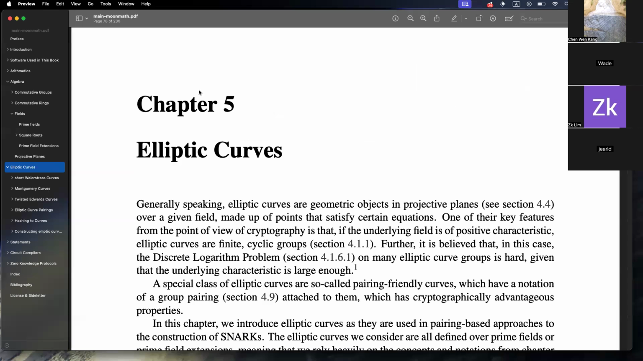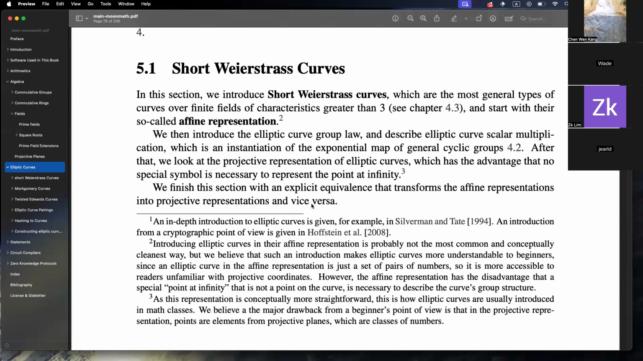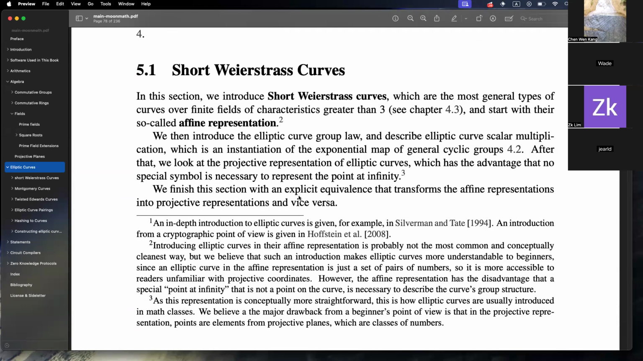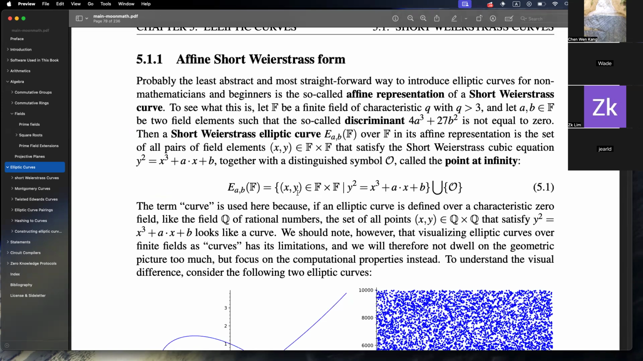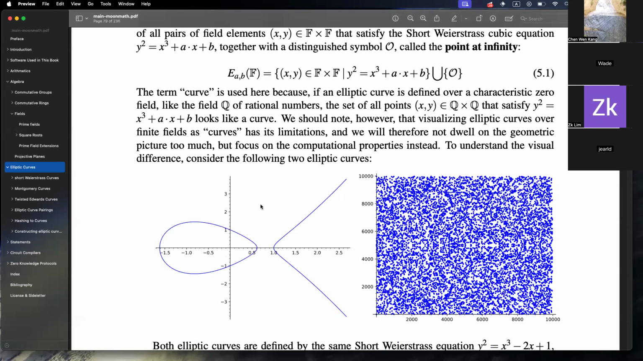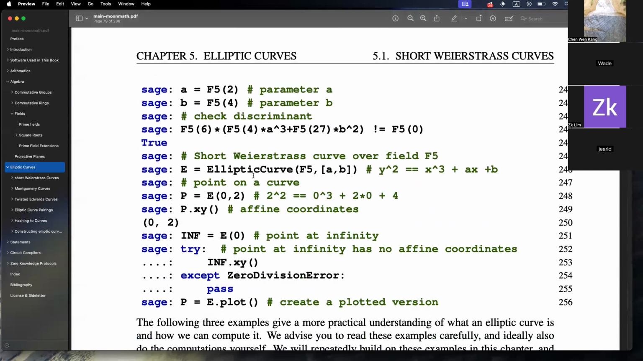Okay, so first, elliptic curves, short Weierstrass curves. Any questions here? Affine short Weierstrass form? Questions? If I'm going too fast, stop me.